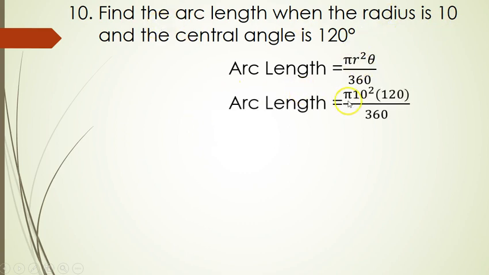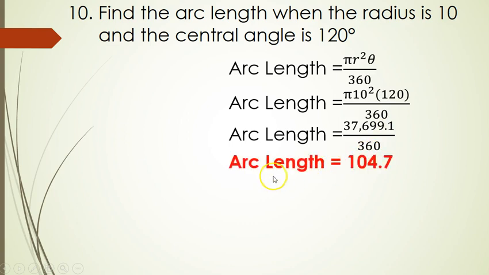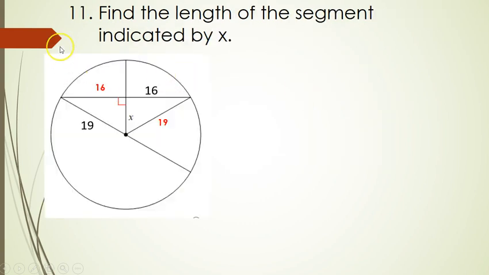So what we're going to do is then just put those numbers in our formula. 10 squared times 120. So this is going to be 37,699.1 divided by 360. So our answer here would be 104.7. And again, if there's no pi in the answer, y'all, you got to make sure you multiply by that pi. Don't forget that. Number 11 says find the length of the segment indicated by the X.